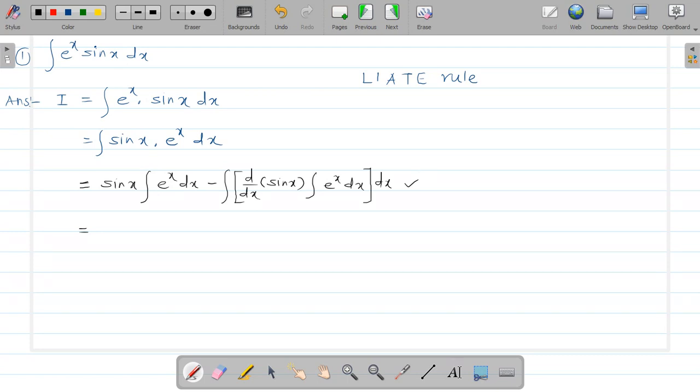Now integration of e raised to x is e raised to x, so I will write the term as e raised to x into sin x minus integration. Now what happens in this bracket, we have to take the derivative of sin x. Now derivative of sin x is cos x, into integration of e raised to x is e raised to x, and we have to evaluate the integration of cos x into e raised to x dx as per this rule.